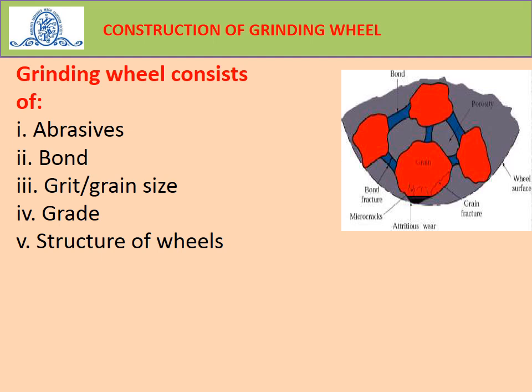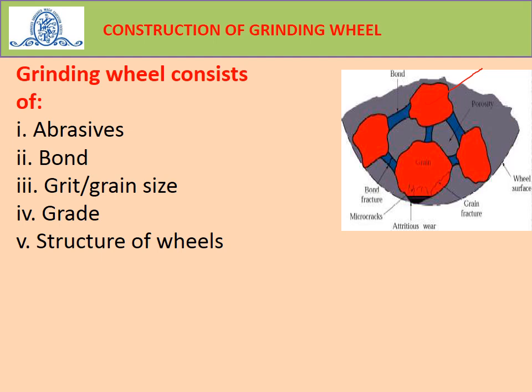So this is the basic structure of the grinding wheel. The grinding wheel consists of abrasive particles, and these abrasive particles are mainly responsible for removing the material from any workpiece. Basically, the grinding wheel is used to remove material from a flat surface, as well as for resharpening machine tools.